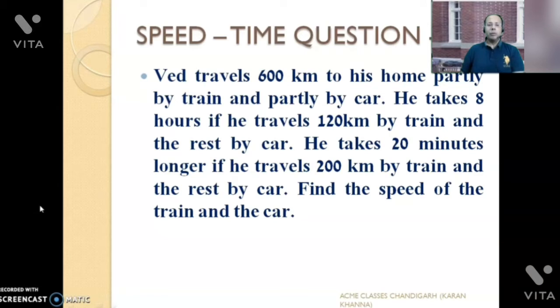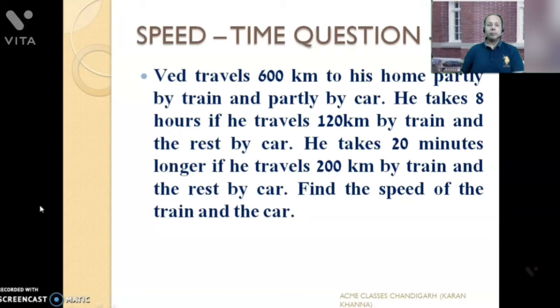So in the first part of the question, it says Wade travels 600 kilometers to his home. That means the total distance between where Wade is and where his home is, is 600 kilometers. In the first instance, he travels 120 kilometers by train, and basically that means he travels 480 kilometers by car. In the second instance, he travels 200 kilometers by train and therefore, by simple mathematical calculation, he travels 400 kilometers by car.